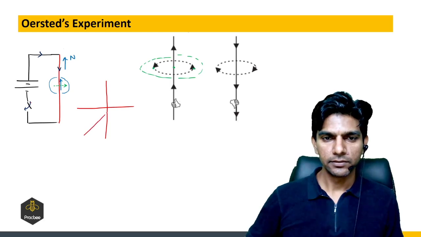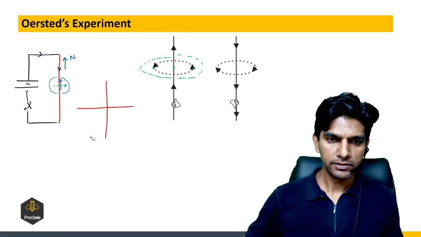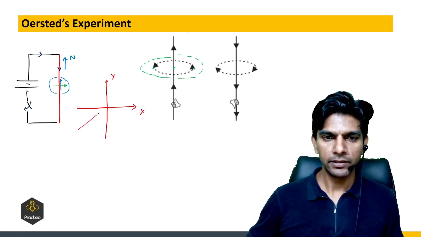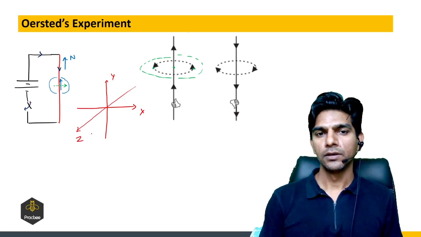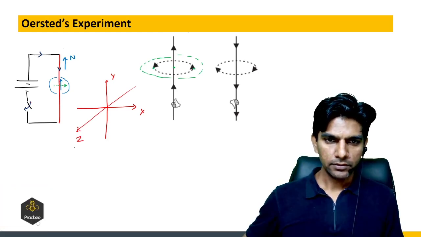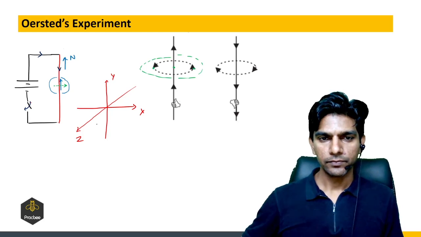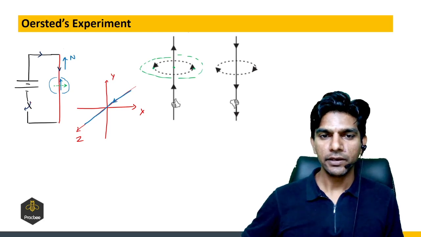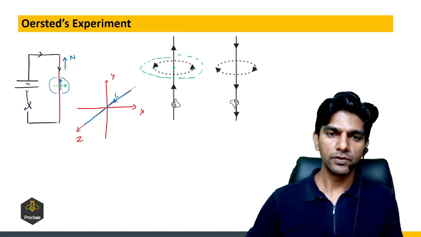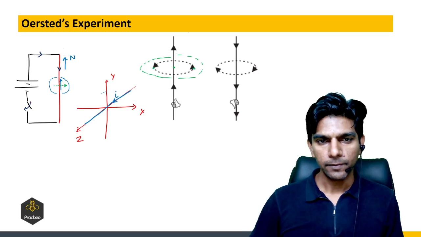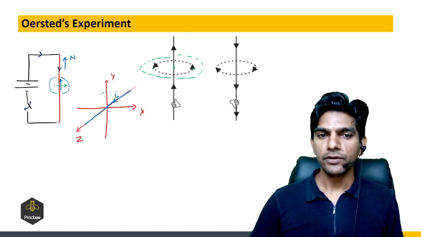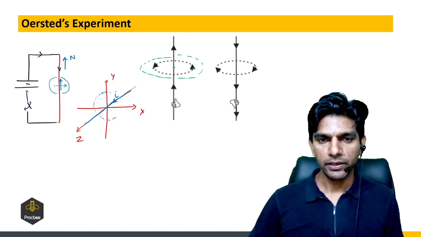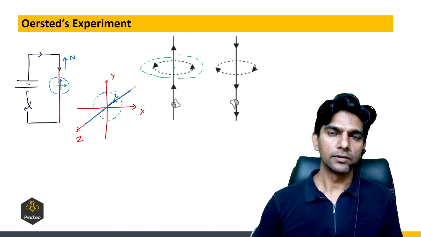Let us say this is the x-axis, this is the y-axis, and this is the z-axis. And there is a current carrying wire which is along the z-axis, and it is having current along the positive z-axis. So this is the direction of current. So if I draw a circle with a center at the origin in the xy plane, the magnetic field will be along this circle.